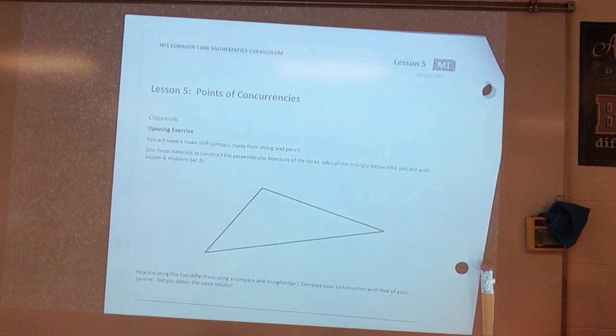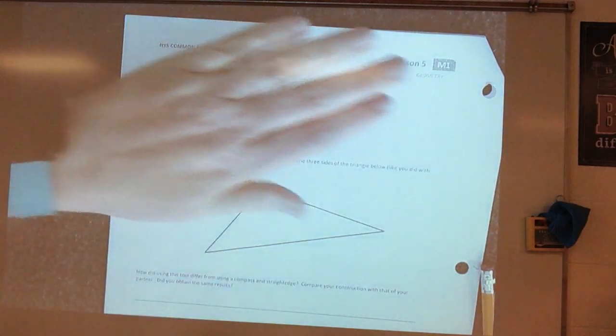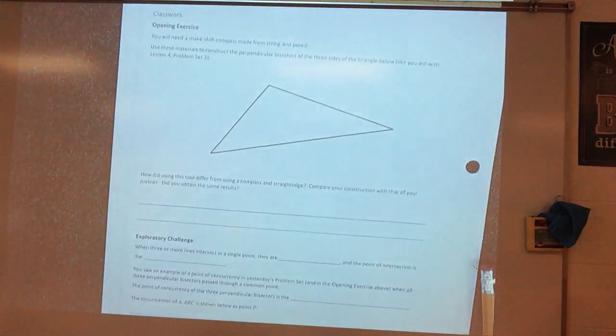Some of you may say, well, the string's going to be easier because the compass is giving you a lot of frustration. But in all honesty, you have more of an accurate chance of having a better perpendicular bisector using your compass than you do with string. Because string, if you stretch it too tight, if you don't stretch it tight enough, there's just a lot of factors there. Alright, so let's go to our exploratory challenge.